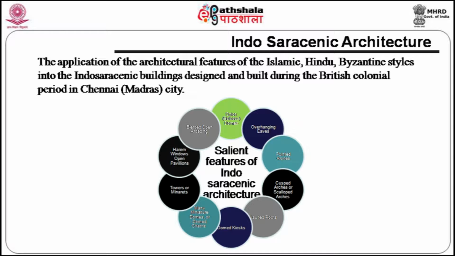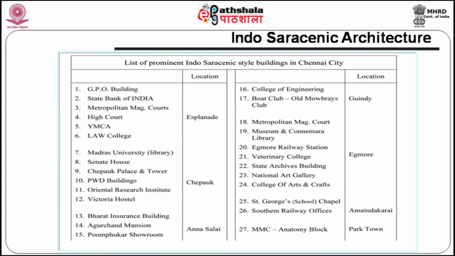We call it colonial: bulbous domes, overhanging eaves, pointed arches, cusped arches or scalloped arches, vaulted roofs, domed kiosks, many miniature domes or domed chhatris, tower of minarets, harem windows, open pavilions, open arcades. These are all the features which gave character to these buildings. So there is a list of prominent Indo-Saracenic style buildings in the city.